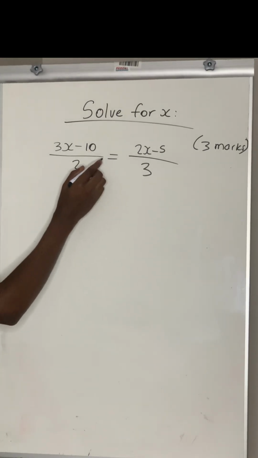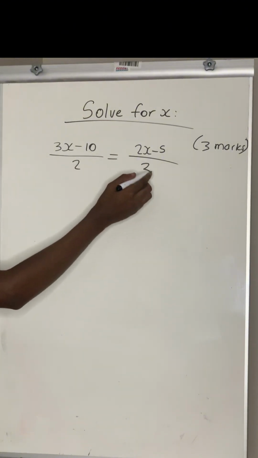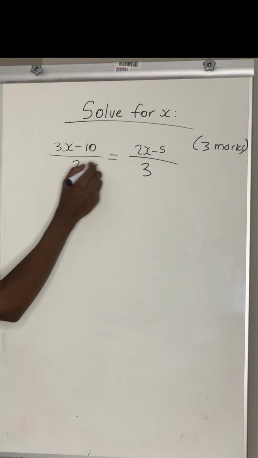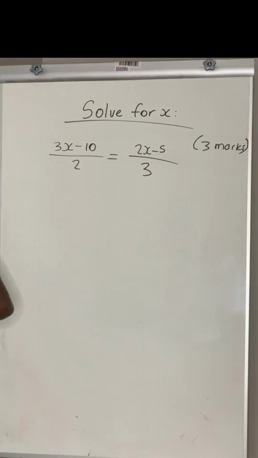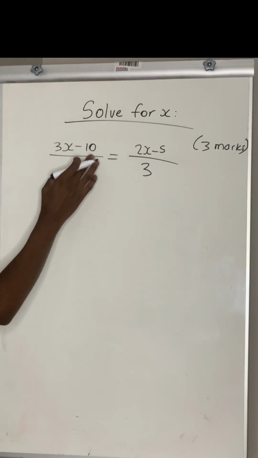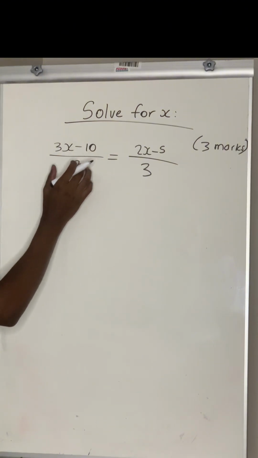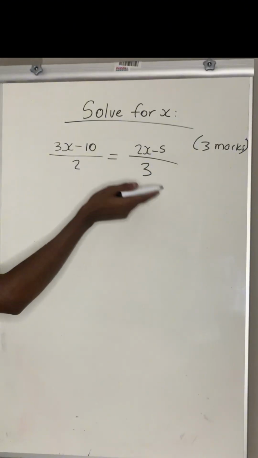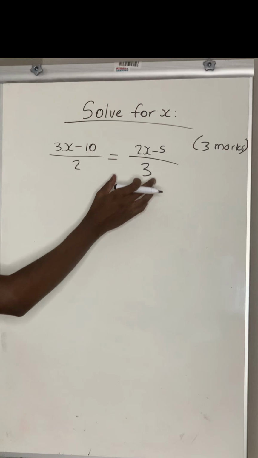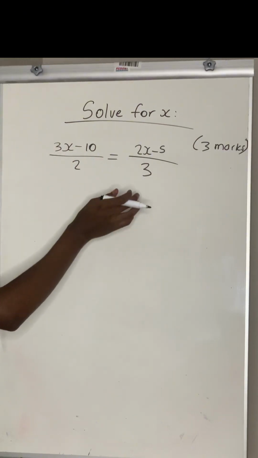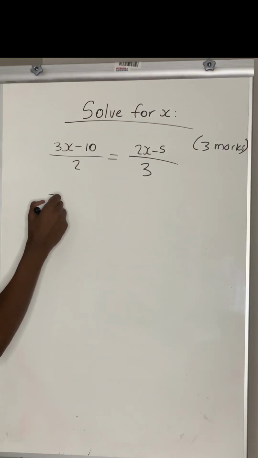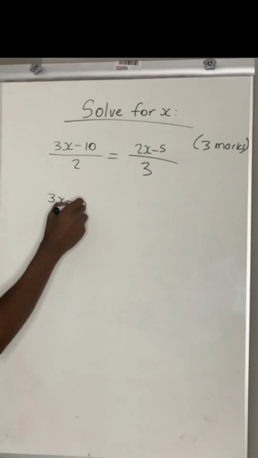We have a denominator of 2 and a denominator of 3. So it's division: divide by 2, divide by 3. And the opposite of division is multiplication. So in order to get rid of the denominator of 2, we multiply both sides by 2, and to get rid of the 3, we multiply both sides by 3.